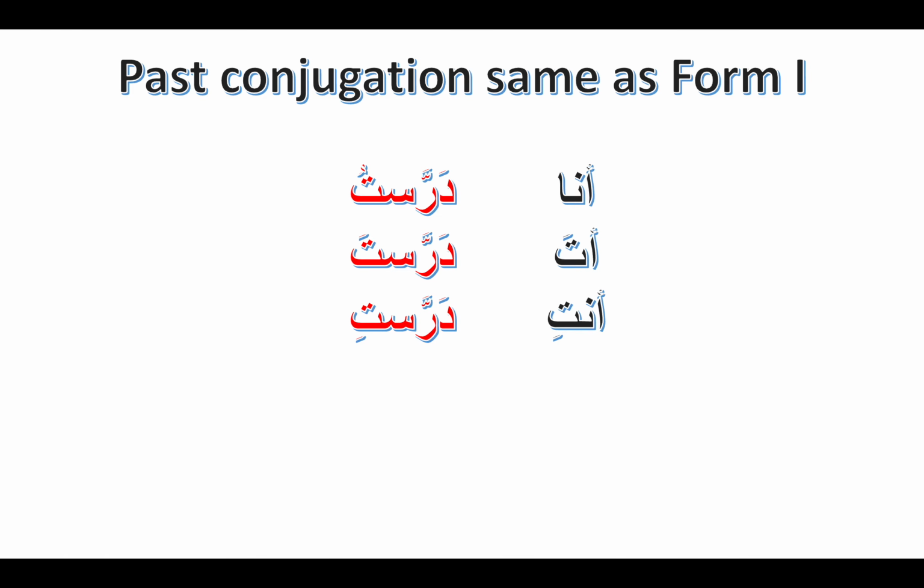Now, let's see how to conjugate these verbs in the past. It's the same as Form 1. We just add the suffixes, the past suffixes to the end. So, darastu, darasta, darasti. Check out my video on how to conjugate verbs in the past. I'll attach the link in the description. See some examples.